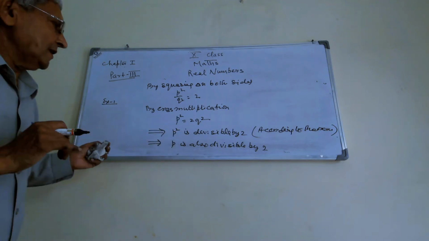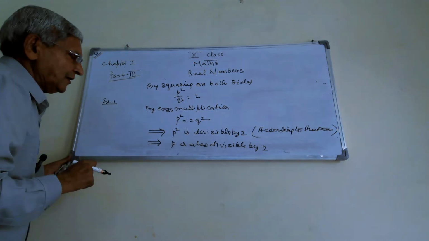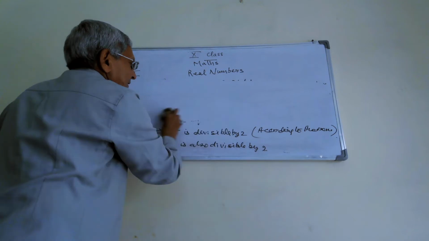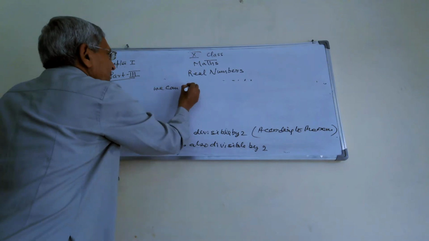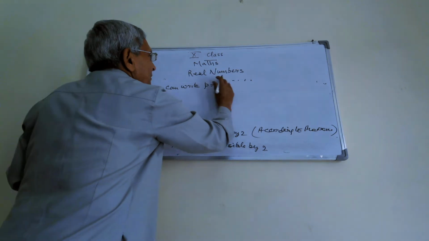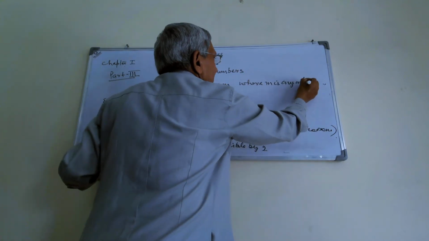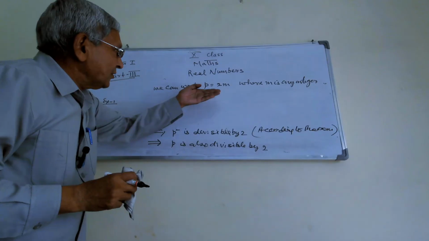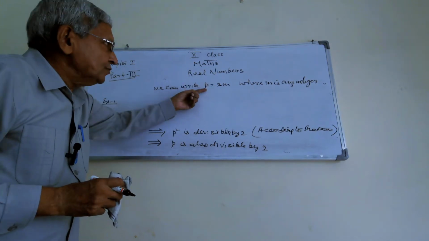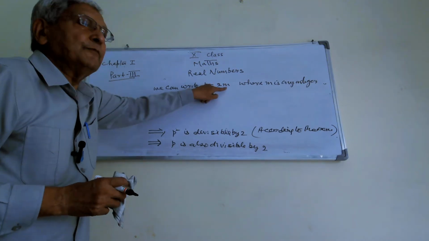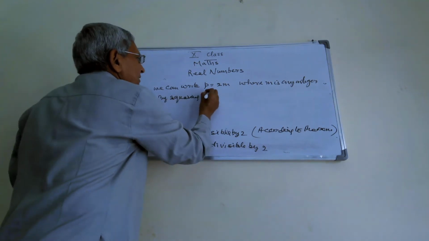Now I am going to prove that Q is also divisible by 2. Listen, see here carefully. Taking P, we can write P is equal to 2m, where m is an integer. Why can this be written? Because P is a multiple of 2, so P can be written as 2 into m. And by squaring, P square is equal to 4m square.